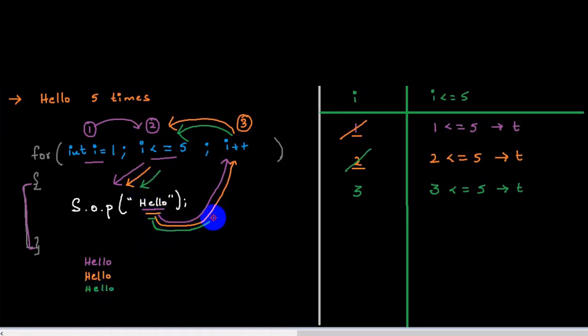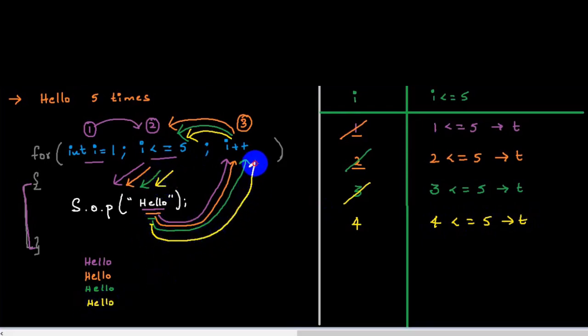Again, it's a loop. Loop meaning it has to go back to the updation. So i++: from 3, the i value will become 4. Check the condition. Is 4 lesser than or equal to 5? Yes, it is true. The control will come inside and hello will be printed. Again it goes back, i++, and the i value will become 5. From 1, 2, 3, 4, 5, it is slowly incrementing.